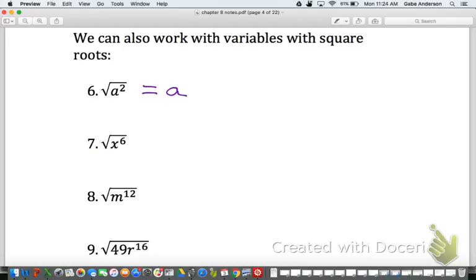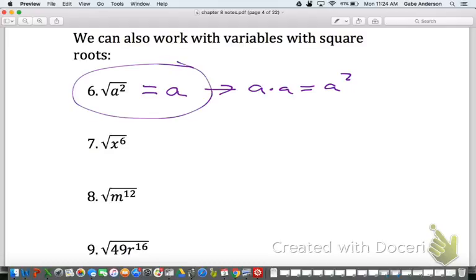Number 7. And the proof for this would be to say that a times a equals a squared. You're just essentially undoing your square root process. So the answer here would be a. 7, square root of x to the 6th. What do you think? What times itself is x to the 6th? X to the 3rd. Good job.